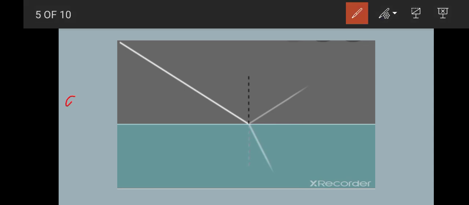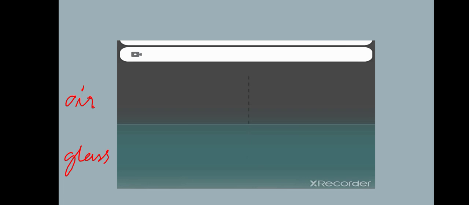Let's take the first medium as air and the second medium as glass. So what will happen? Let's see. The ray of light is incident in the air and it is reflected and refracted at the same time. The laws of reflection are obeyed here, and as the light is passing from air and entering into the glass, it is bent towards the normal. So this is the refraction of light.